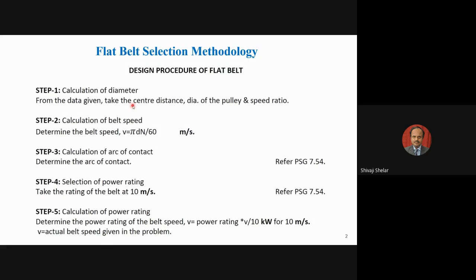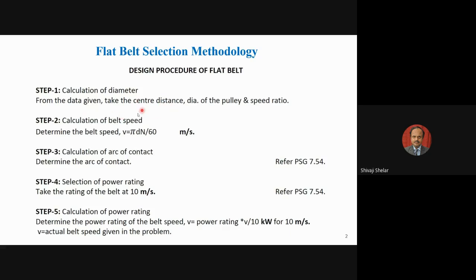So step one, to determine the diameter of various pulleys. Many times this data is given considering the space and the speed ratio. This data may be given by the client or the customer, or that system will have the limitation on the size of the component. Or in the problem statement itself, one of the diameters is mentioned and the speed ratio will be given. So based on that, the diameter of the other pulley can be calculated. So step one is calculation of various pulley diameters from the given data.